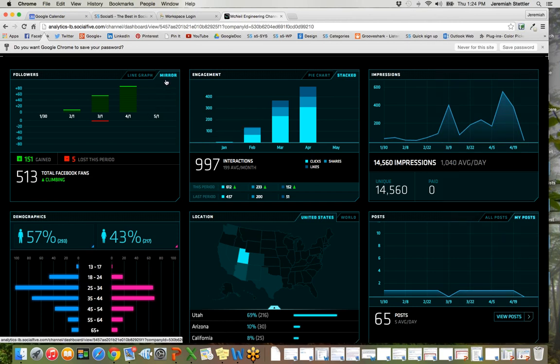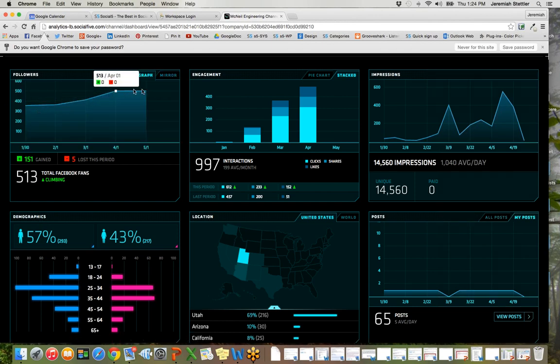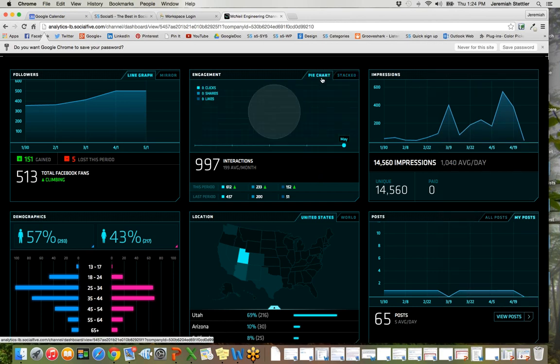Now, you'll notice I'm on the mirror graph right now, but I could click on the line graph and see what their trend line has been for growth on their page. Then there are interactions: how much people have liked, clicked, commented, and shared. I could turn that into a pie chart if I wanted to. It can give you specific data of how many likes, shares, and clicks on pieces of content by a given month. Really, really cool tool.